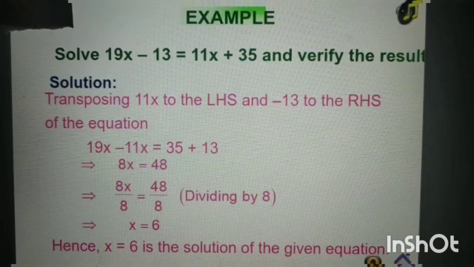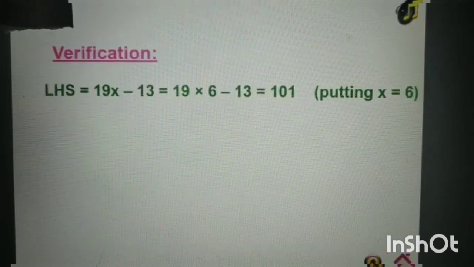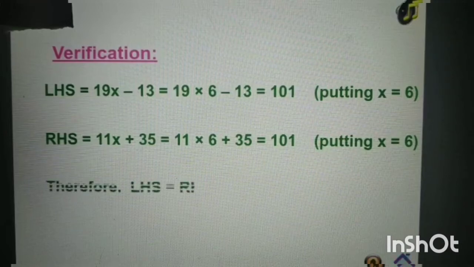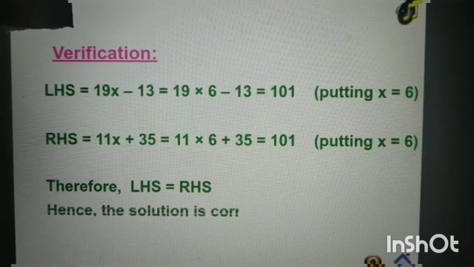Let us verify this solution. On putting x is equal to 6 in the left-hand side of the equation, we get left-hand side is equal to 101. And on putting x is equal to 6 in the right-hand side of the equation, we get right-hand side is equal to 101. Thus, we find that left-hand side is equal to right-hand side. So, x is equal to 6 satisfies the equation. Hence, the solution is correct.